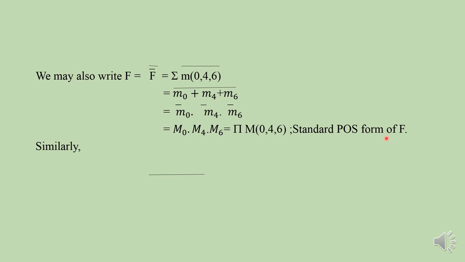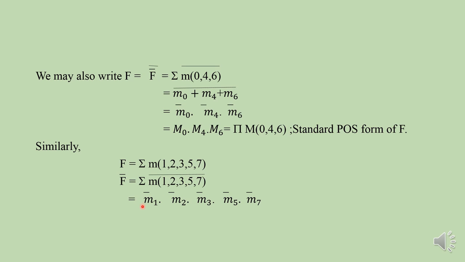Similarly, in the next step we know F equal to summation m function of 1, 2, 3, 5, 7. So what is the value of F bar? F bar means summation m function of 1, 2, 3, 5, 7 over bar. So from this expression, by using De Morgan's law, we get m1 bar dot m2 bar dot m3 bar dot m5 bar dot m7 bar.